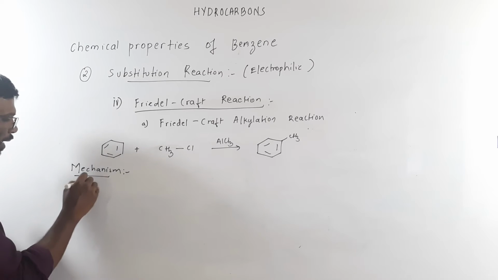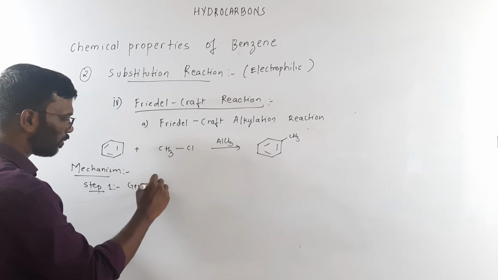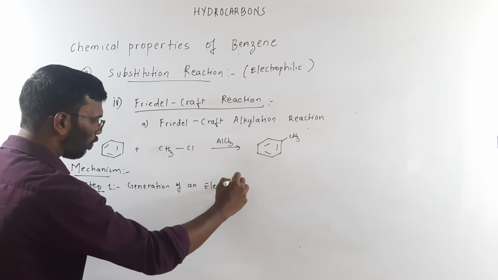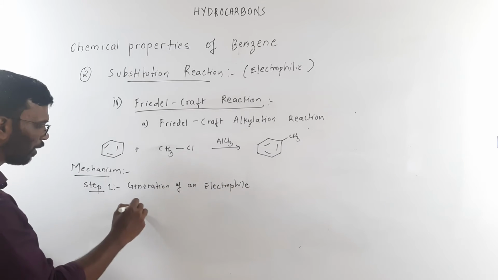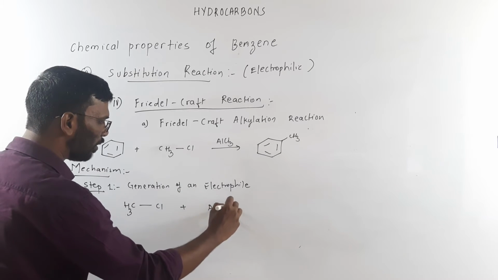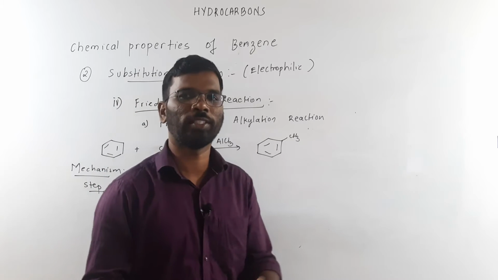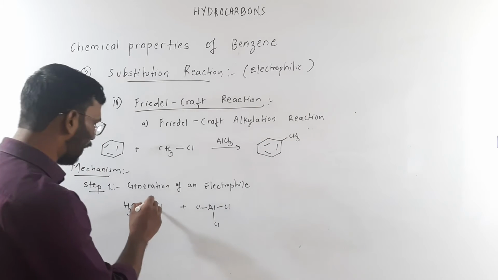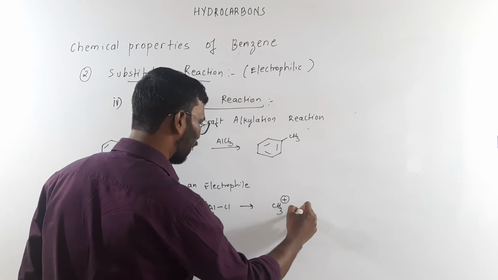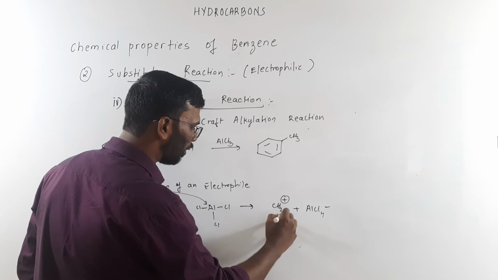Mechanism is similar type of mechanism. That is, step 1 over here is the generation of an electrophile. So how the electrophile will be generated? This is your CH3 which is connected to chlorine, and this is AlCl3. Right? This is electron deficient. This is Lewis acid which is always in the need of the electron. It will be accepting an electron from this, and what you will get is a CH3 plus and a AlCl4 minus. So this is an electrophile which is being generated.